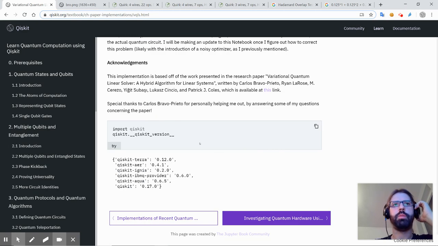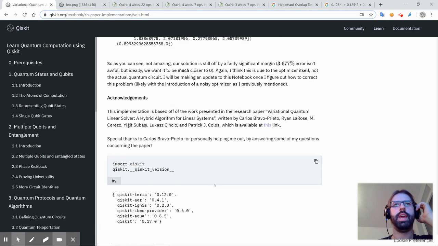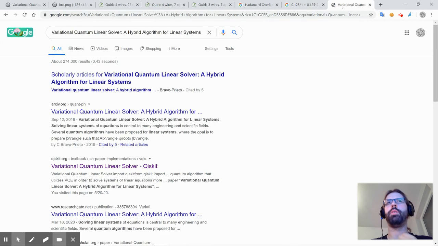So where's the paper? Well, thanks for the citations at the end. Oh no, yeah, acknowledgements. No. Research paper, variational quantum. So, but what is it? What is it that's like variational about it? To be honest, okay. So this is the paper.